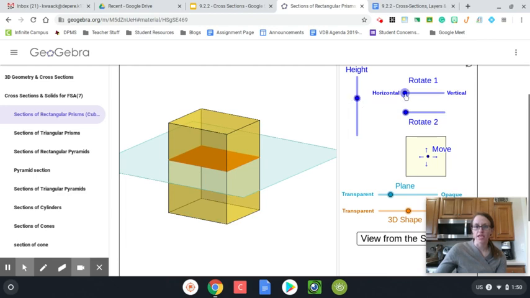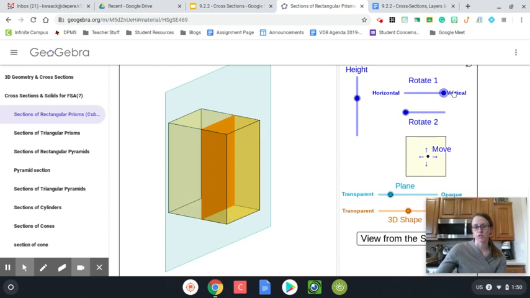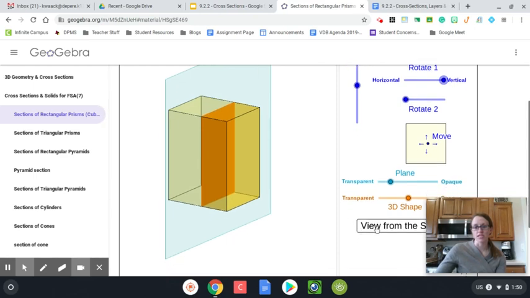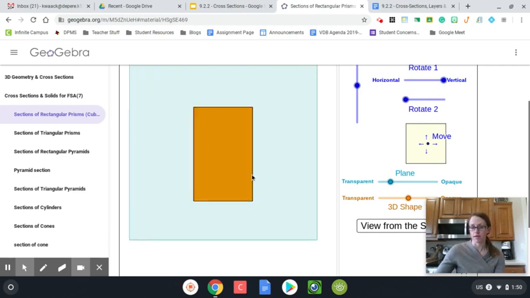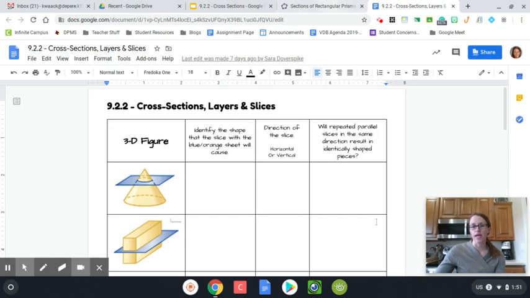We could also rotate how our cut is. So instead of having a horizontal cut, we could rotate and have a cut through at a diagonal, or we could make a straight vertical cut. Now, on this one, you can actually look and see what kind of shape you get. With a vertical cut through a rectangular prism, we actually have a rectangular shape. Part of your homework tonight is going to be looking at different cross sections. So you can use GeoGebra to help you out.